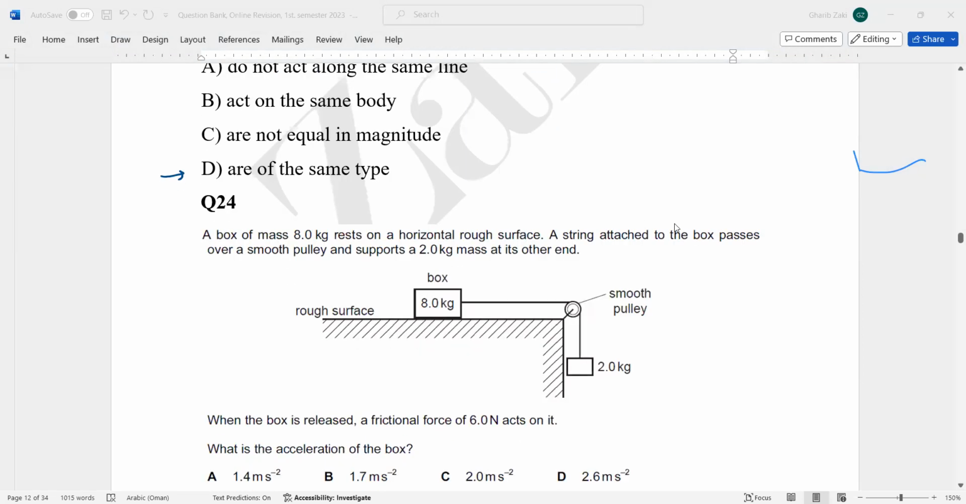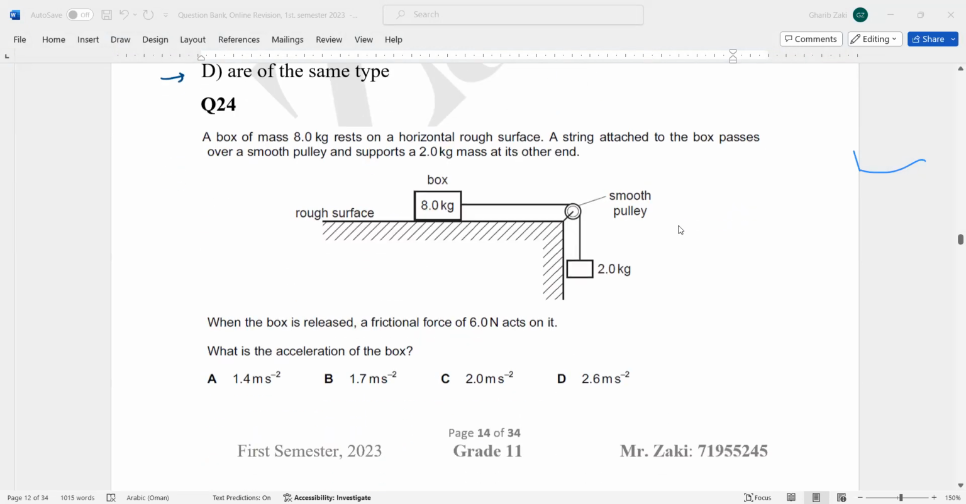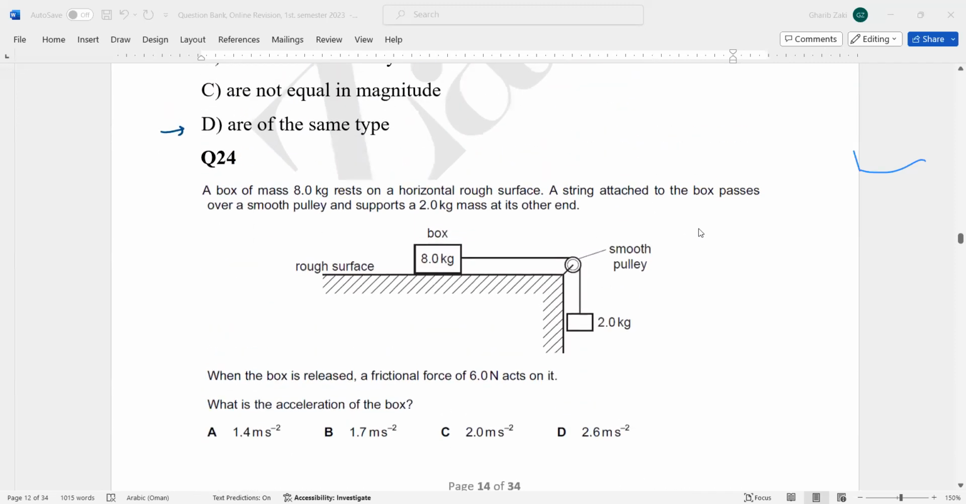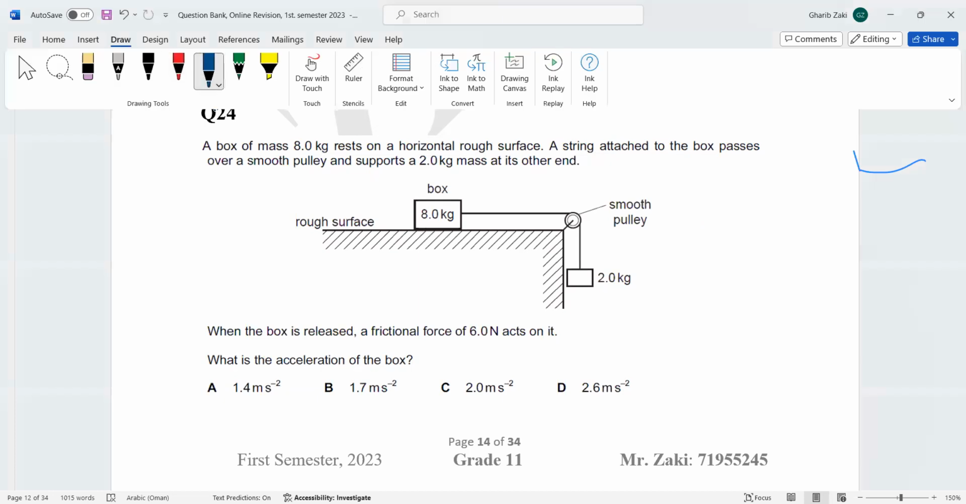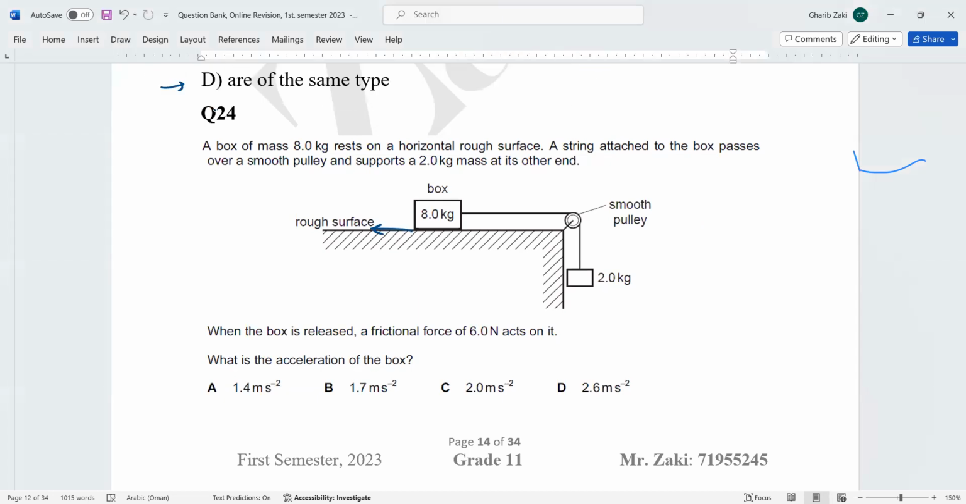Next question. Question number 24. What is the acceleration? A box of mass 8 kilograms rests on a horizontal rough surface. A string attached to the box passes over a smooth pulley and supports 2 kilograms. When the box is released, the friction force is 6 Newton. So here we have the friction force, which is opposite to motion. He said it is 6 Newton.